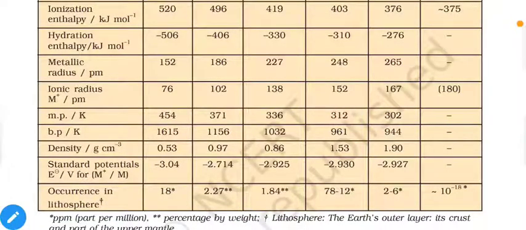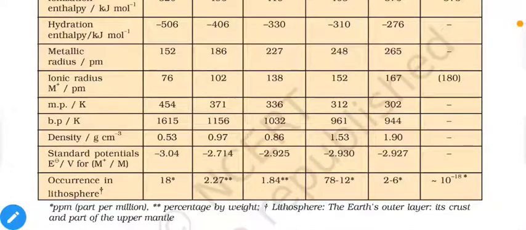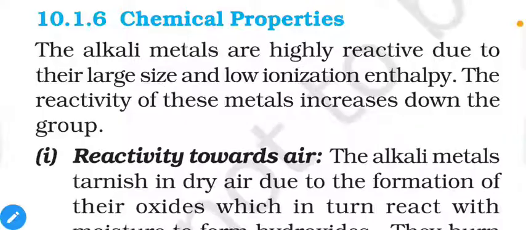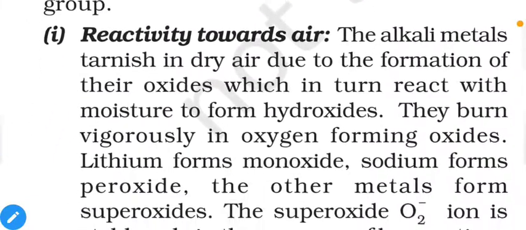And next, occurrence in the lithosphere. All of them are mentioned as per their quantities in the lithosphere, that means the upper part of the earth. Now let's talk about the chemical properties. The alkali metals are highly reactive due to their large size and low ionization enthalpies. The reactivity of these metals increases down the group, because as we move from top to bottom, sizes are increasing, and that's why the reactivities are increasing. So first, reactivity towards the air.